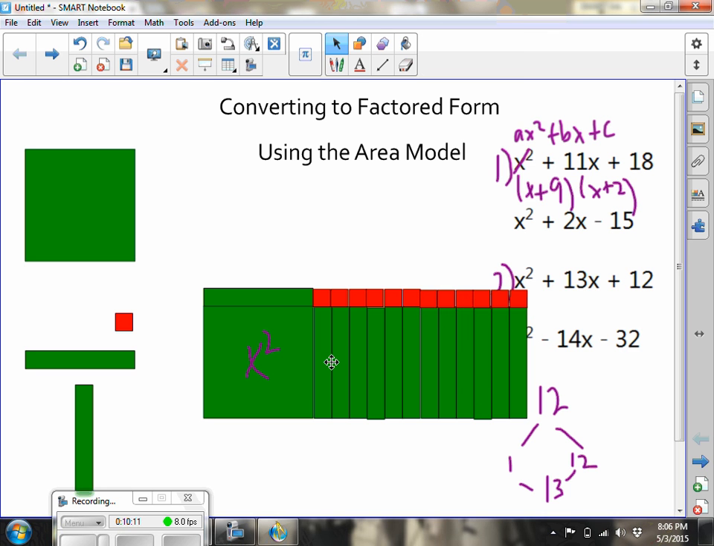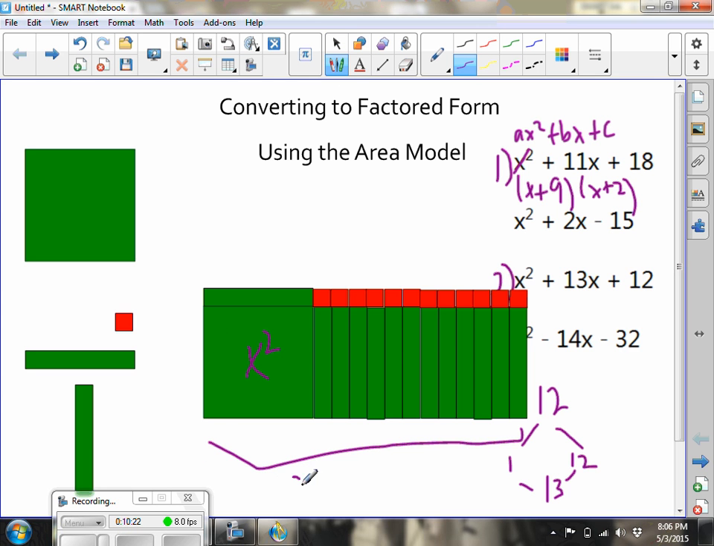It's exactly what I want. If I look at my linear terms, I've got 13x of them, and I count my constant terms, I've got 12 of them. So I know that I can think of this side as my length, which would be x plus 12. This side is my width, which is x plus 1. So x squared plus 13x plus 12 in standard form is the same thing as x plus 12 as my length times x plus 1 as my width.